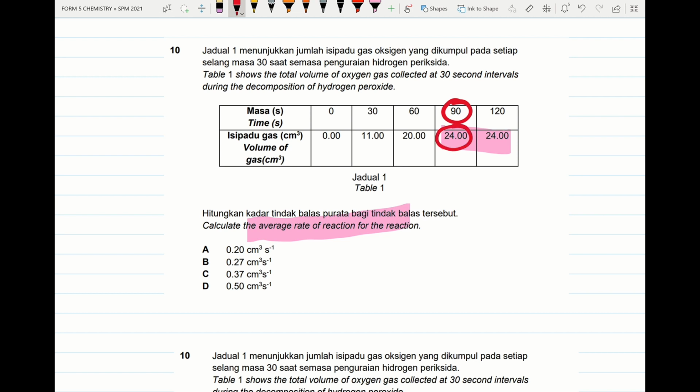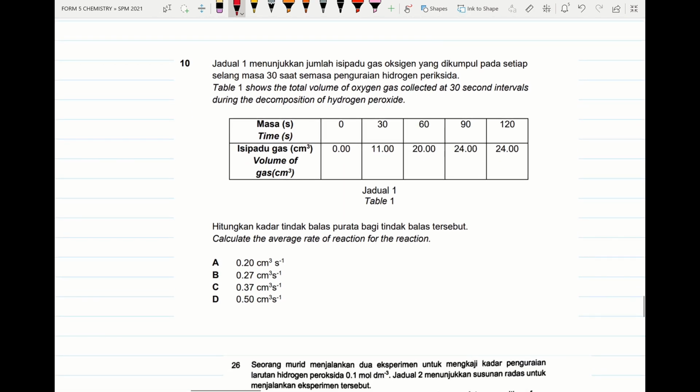So the average rate of reaction for the reaction is 24.00 divided by 90. Using the calculator, that will be 0.27 cm³ per second. So the answer will be B. All right, we move on to the next question.